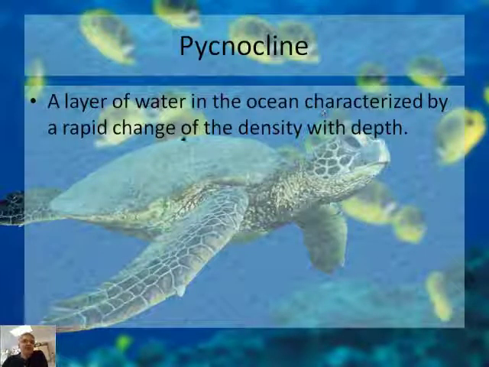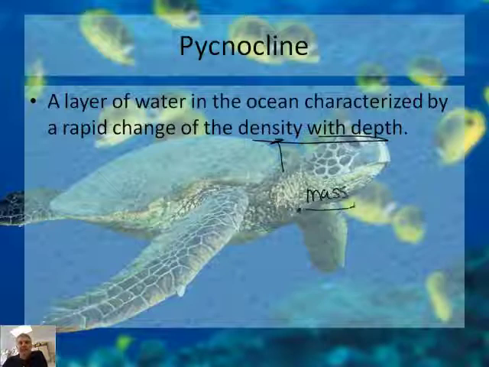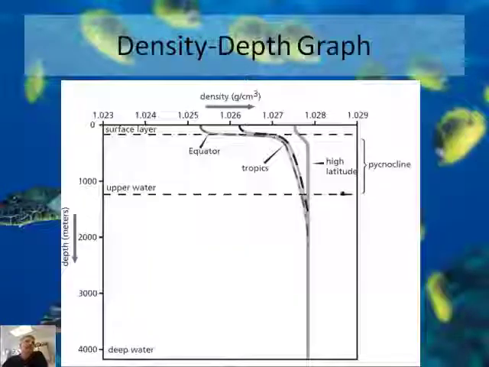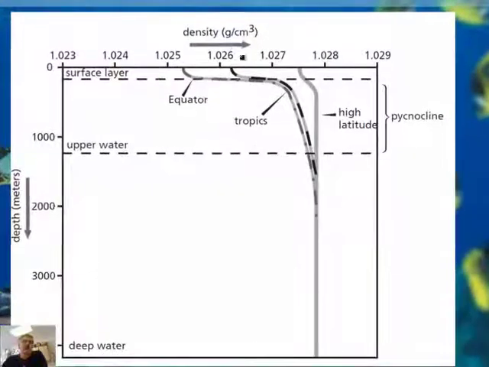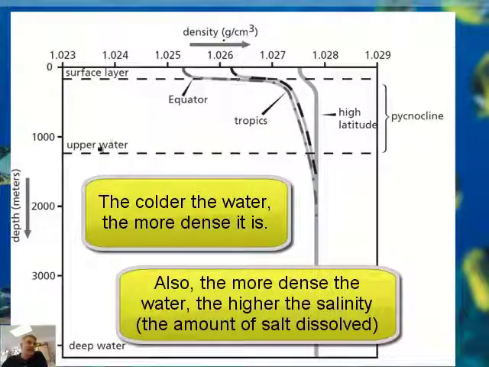All right. There's also a pycnocline. That's a layer of water in the ocean characterized by a rapid change in the density with depth. Now we're talking about the density of the water. Remember, density is mass divided by volume. Well, what causes the density of water to change? It turns out what causes the density of water to change is the amount of salt content. So density is related to salt content.